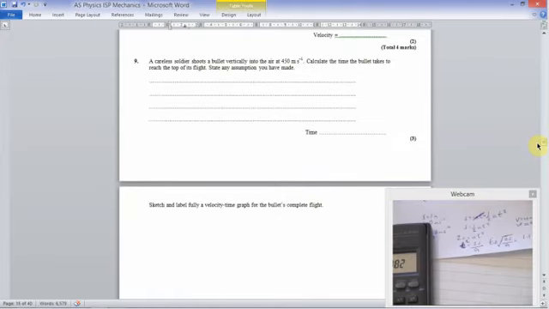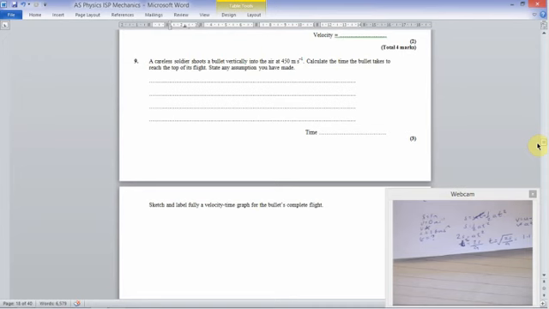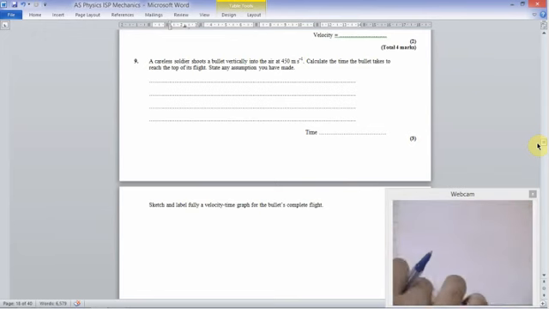Okay, careless soldier, very careless, shoots a bullet vertically into the air at 450 meters per second. Calculate the time the bullet takes to reach the top of the flight. State any assumptions that you've made. Okay, so time to top of the flight.